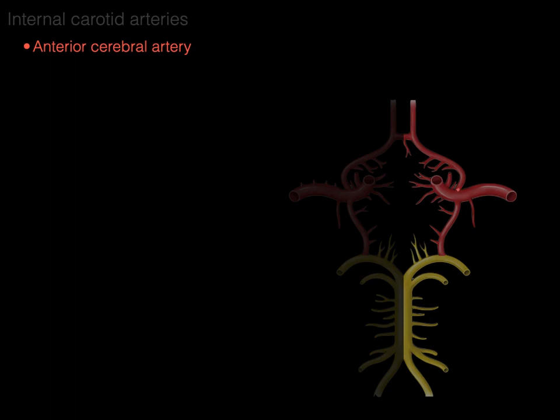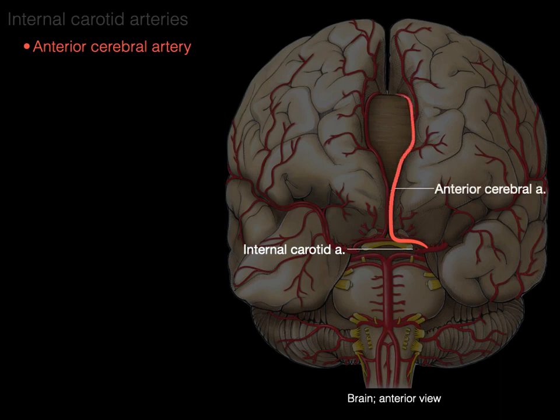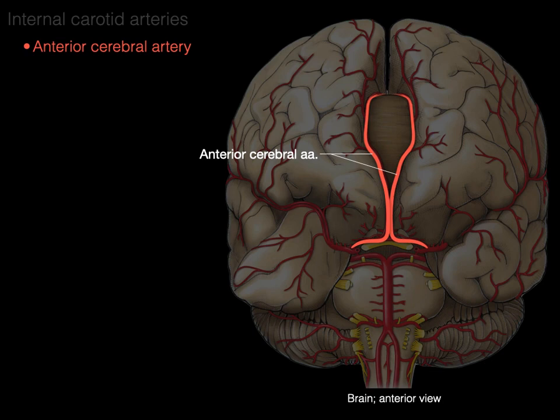Then there's the anterior cerebral artery right there that supplies the front of the cerebrum. So here's the front of the cerebrum, and there's our internal carotid, and there is one anterior cerebral artery coursing over top of the corpus callosum within the longitudinal cerebral fissure. And it's paired. The anterior cerebral arteries, they're paired, okay?